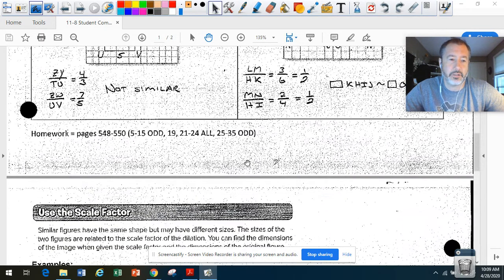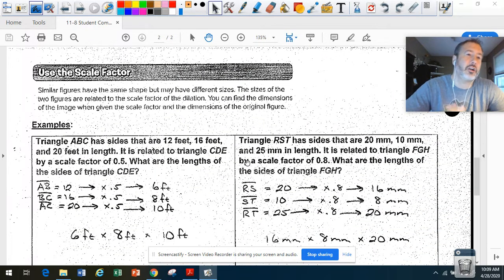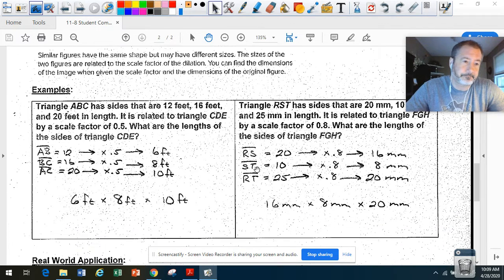Last page. Let's look down here. Use the scale factor. It says similar figures have the same shape, but may have different sizes. That's what we're dealing with here. The size of two figures are related to a scale factor of dilation. That's what we talked about yesterday. You can find the dimensions of the image when given the scale factor and the dimensions of the original figure. Okay, so let's see what we have here.